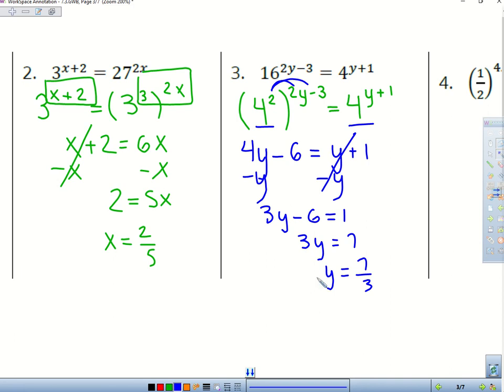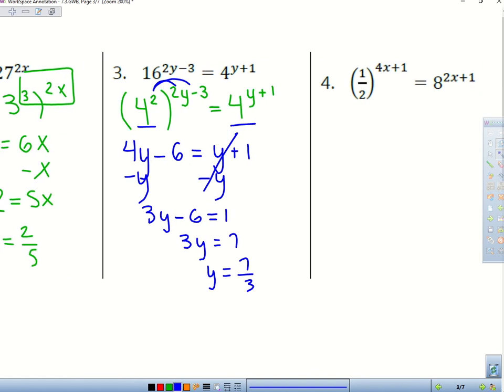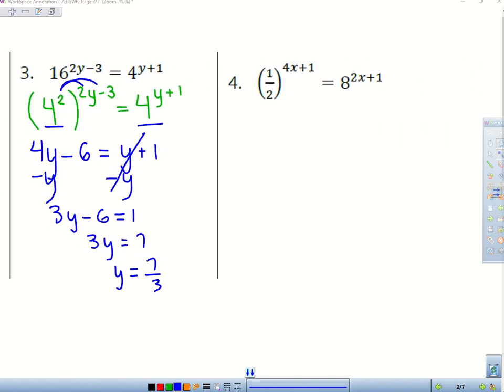Any questions on why the answer is what it is? All right. So this one's a little bit more tricky because we have a fraction involved. But don't be afraid of it. Anyone remember what 2 to the negative 1 power is? 1 over 2, right? That's kind of where we're going with this.